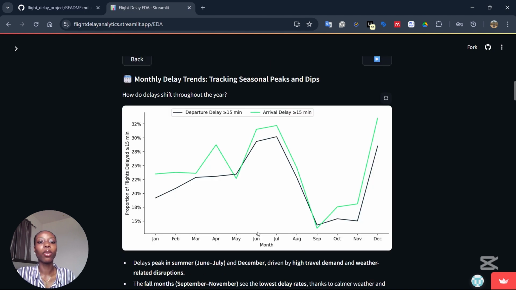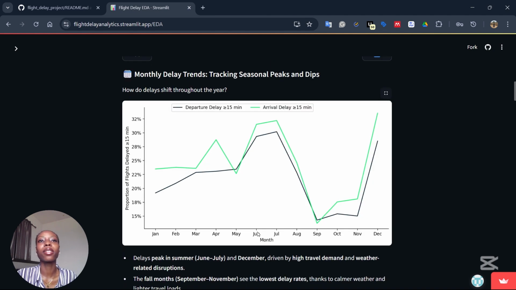So starting with the monthly delay trends, we observe a seasonal peak and dip across the year. How do delays shift throughout the year, you might ask? We see delays peak in summer, that is from June to July, and then in the holiday months in December. This is driven by high travel demand and weather-related disruptions. So in the holidays, we can see there is winter, and in the summer, people are trying to go for vacations and all of that. So this causes spikes in delays, right?